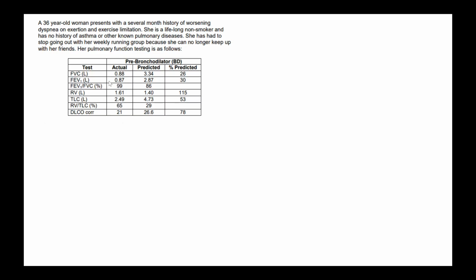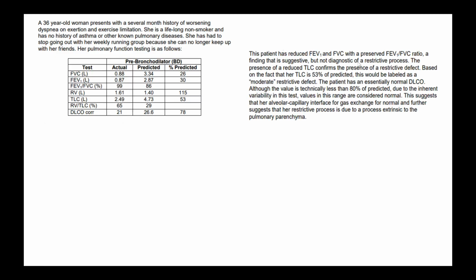FEV1 is also reduced to 30% of predicted. The FEV1 to FVC ratio is well preserved, so normal. Total lung capacity is reduced. DLCO is slightly reduced. This is a restrictive pattern. The patient has reduced FEV1 with that, which is not suggestive of obstruction. The TLC confirms the presence of restrictive disease.